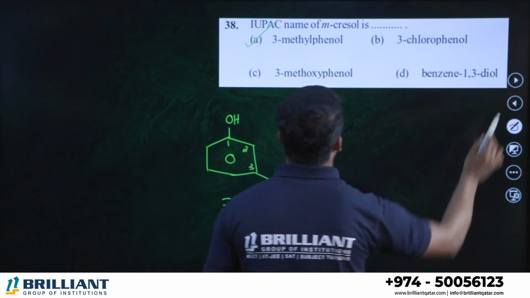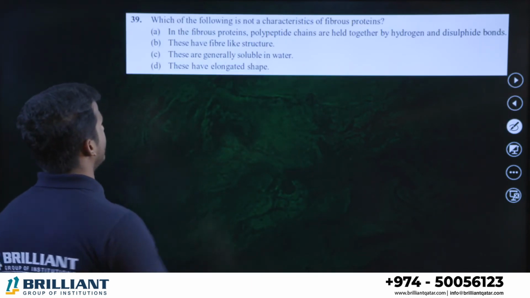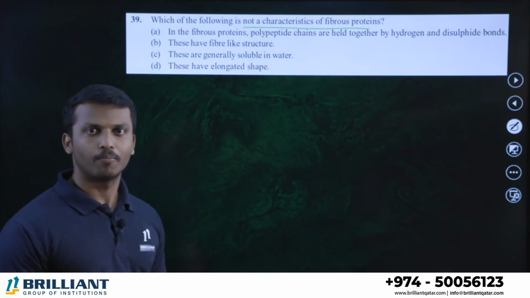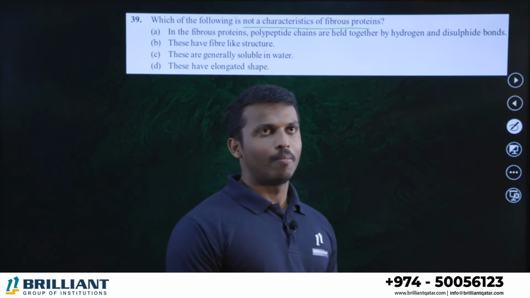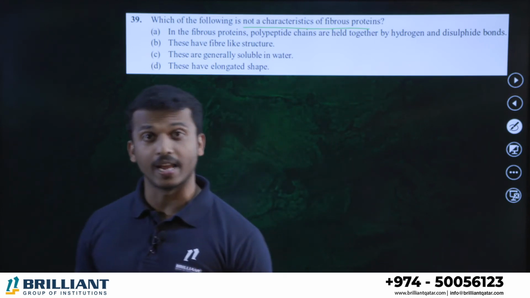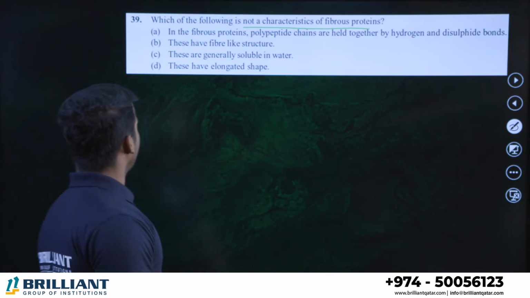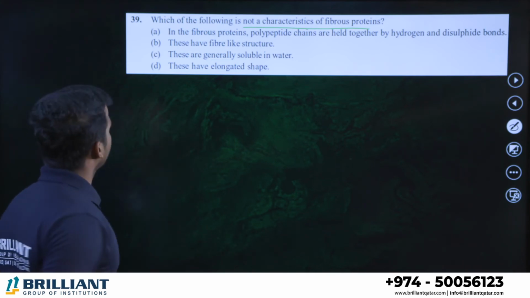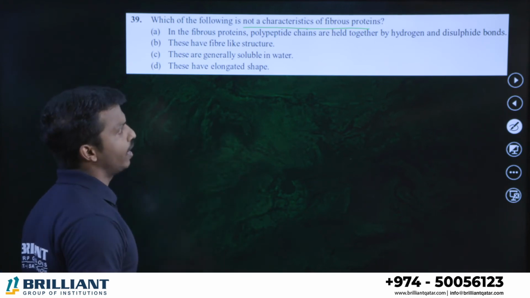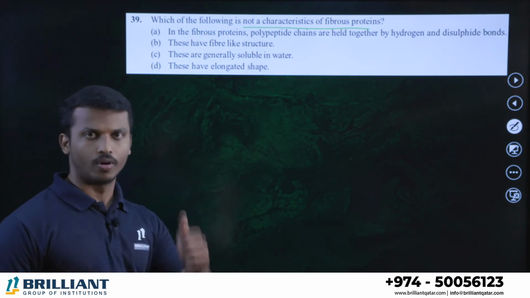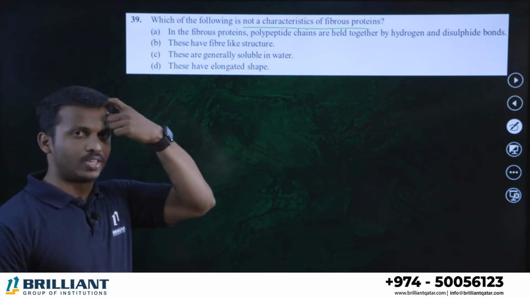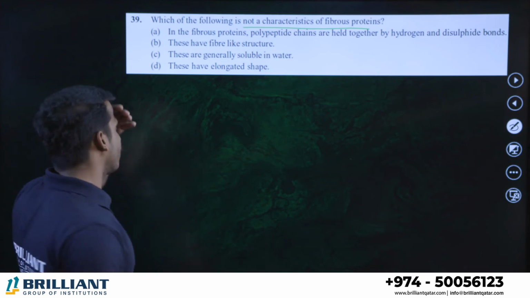Alright, next one. Which of the following is not a characteristic of fibrous protein? Chapter biomolecules. You may have studied the biomolecules chapter. Proteins can be classified into two: fibrous and globular protein. Option A, all of you read it. In the fibrous protein, polypeptide chains are held together by hydrogen and disulfide bonds. Very correct statement. These have a fiber-like structure, of course, therefore they are called fibrous protein.